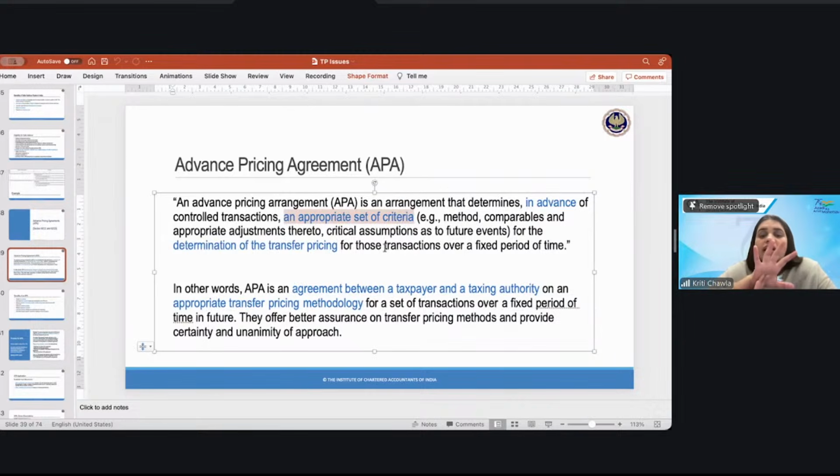It is going to determine an appropriate transfer pricing methodology, and this will offer better assurance that whatever transfer pricing method is selected by the APA is what will actually be applied. So there will be certainty, there will be unanimity in approach, etc. That is what an APA really is.